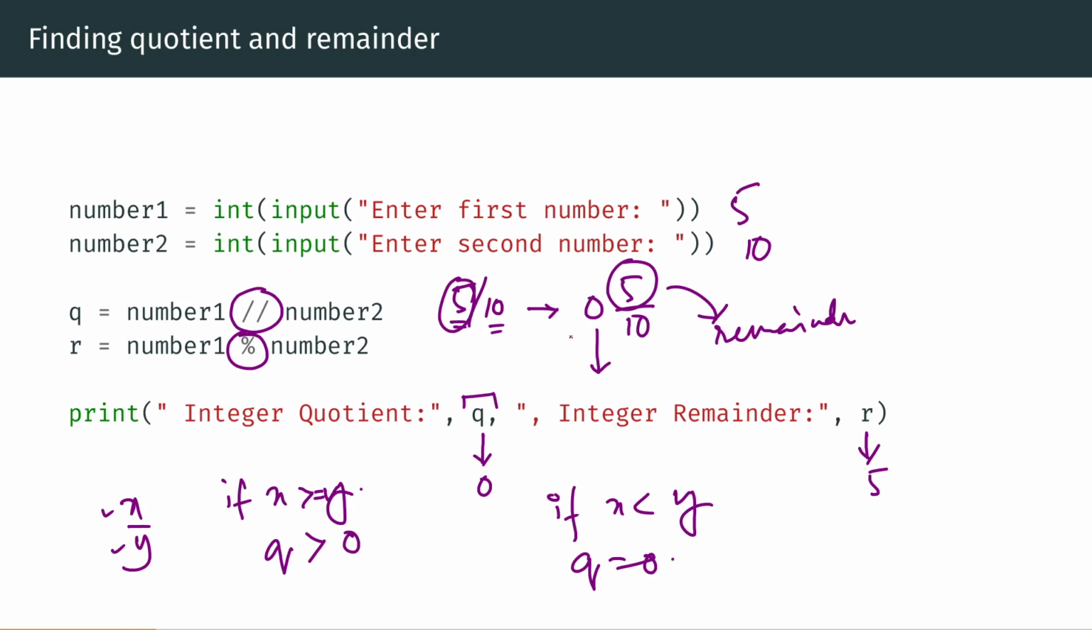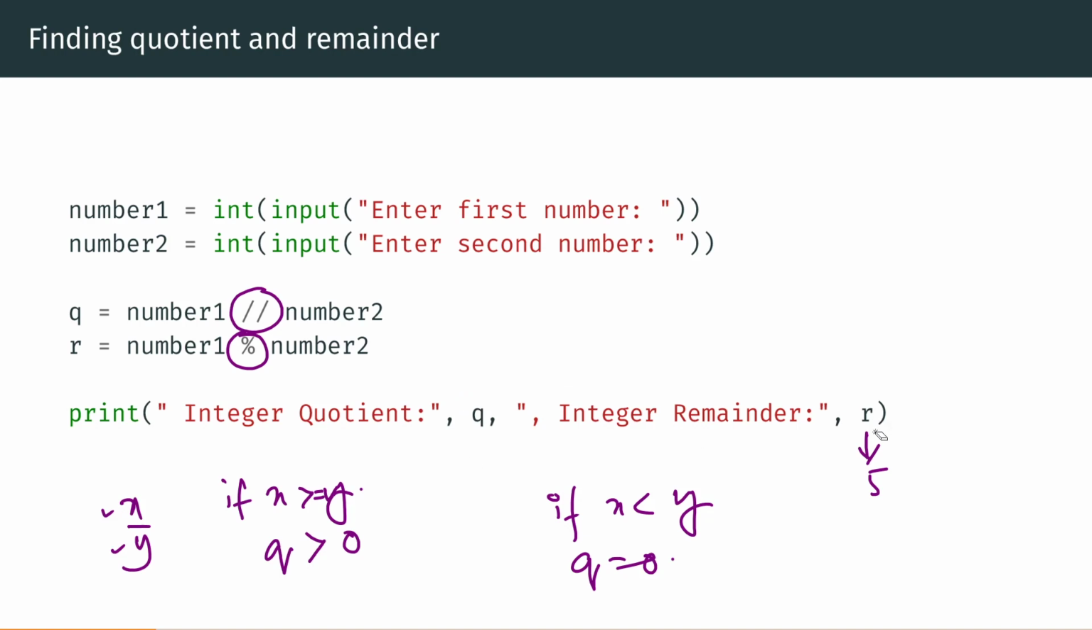If we reverse it, if we say 10 over 5, so the first number is 10 and the second number is 5, then q would be 10 over 5, which is 2, because the division is 2 decimal 0, so I'll take the 2 part. The remainder would be 0, because 10 is perfectly divisible by 5. So if this is 10 over 5, q will give me 2, that's the quotient. The remainder would be 0.